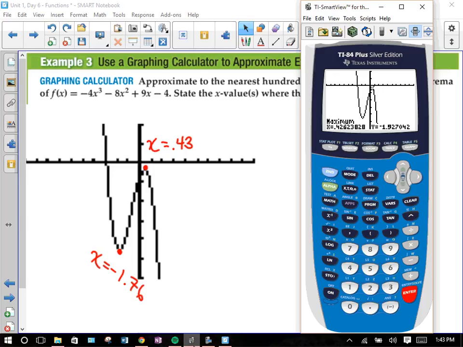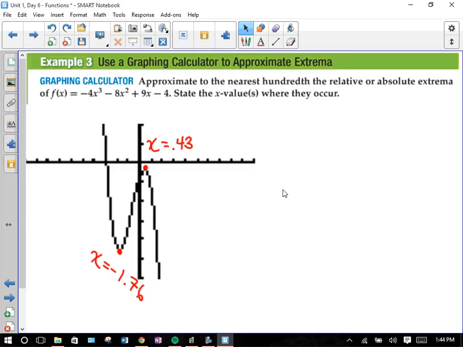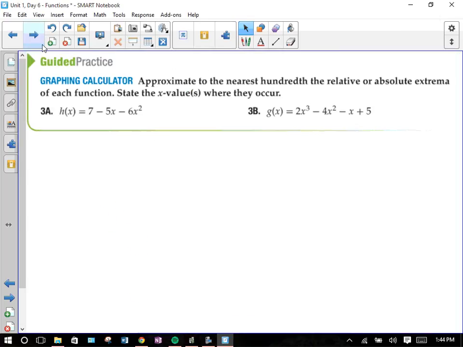Alright, so here's what we're going to do. I have two more problems. I want you guys to find the maximum and minimum on your own using your calculator. You have these two problems down here. I want you to do them on your own in your notes and find the maximums and minimums.